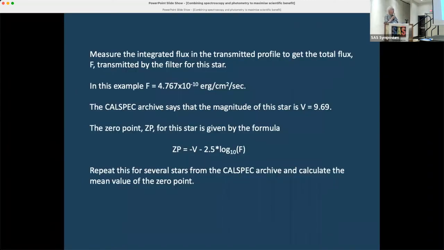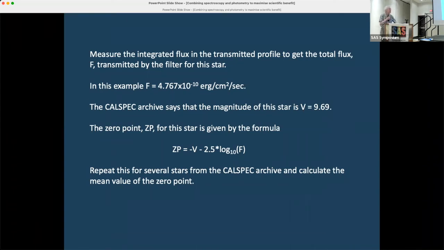You then measure the integrated flux transmitted by the filter to get that value F. And in this example, it's the value shown there. And the CalSpec archive tells you that the magnitude of this star is 9.69. So the zero point that you're trying to get for this particular star comes from that formula there. You're just changing that flux into a magnitude. And you can repeat this for several stars from the CalSpec archive and calculate a mean zero point.